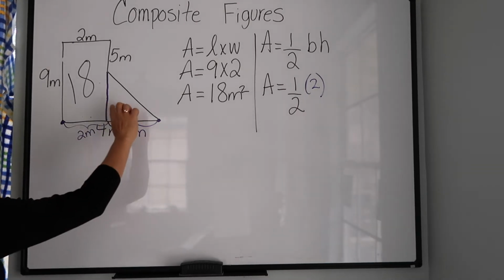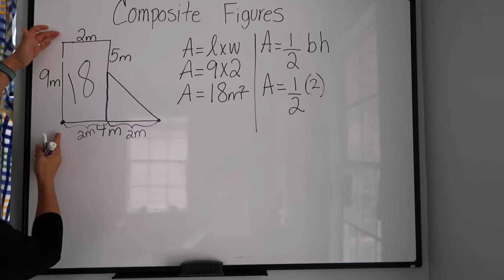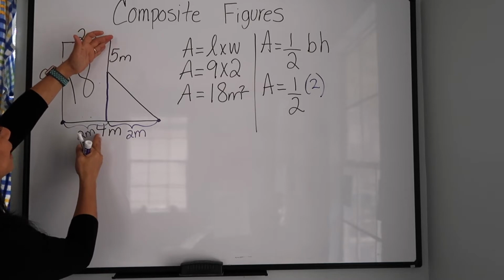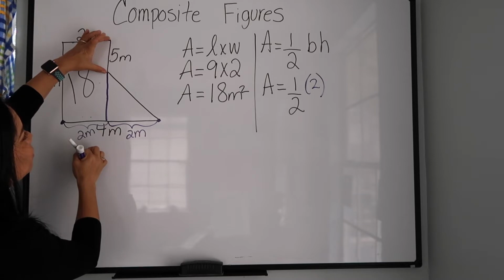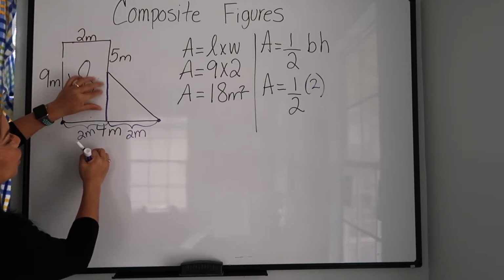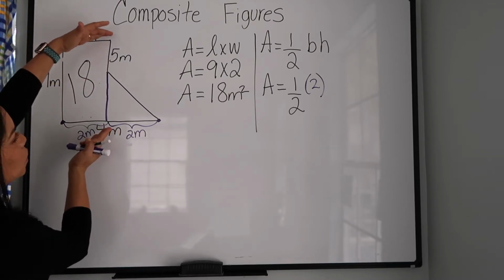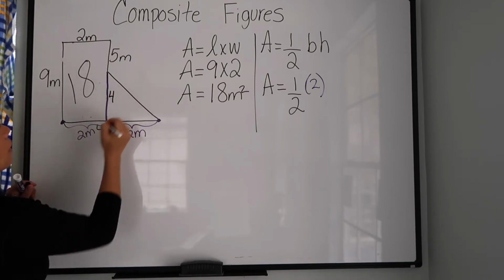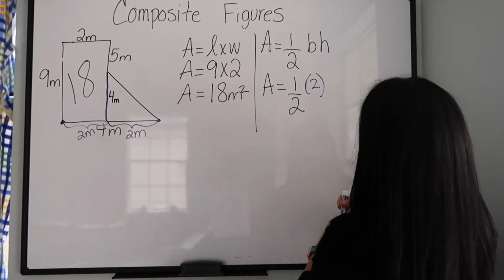And then the height of this triangle, looking at the height of the rectangle, which is 9 meters, this other side should also be 9 meters, but this section of this side is 5 meters, so 9 minus 5 will give you 4. This section is 4, 4 plus 5 is 9, and that's the total. So we're gonna write that down as 4 meters, and we're gonna write it over here.